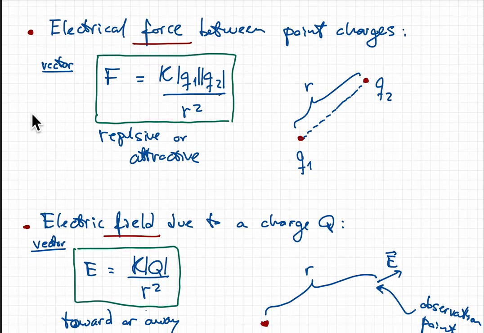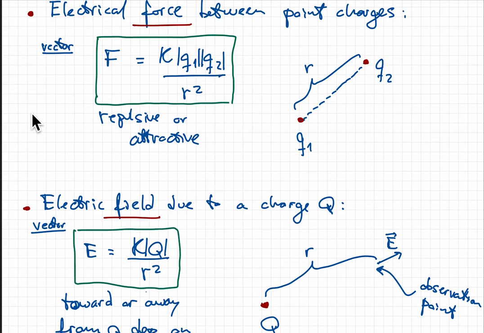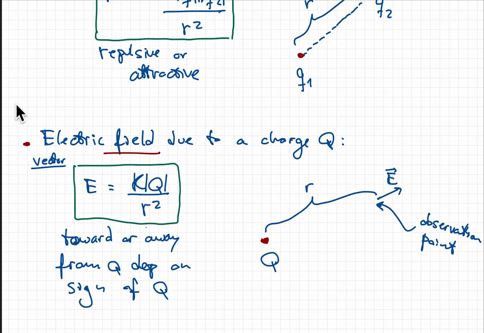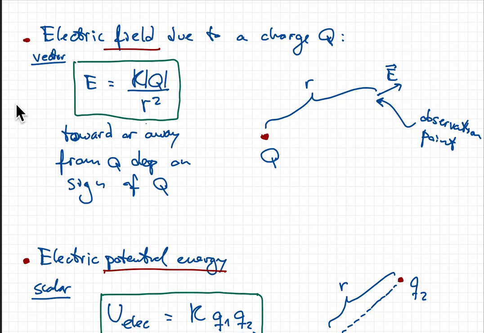Now, to help us with understanding force, in particular action at a distance, we defined what we call the electric field. And this field is defined entirely with a single charge. You don't need a pair of charges to define the field. We say that the electric field due to a charge Q, depicted here, has this magnitude: K times the magnitude of Q divided by R squared, where R is the distance to the observation point.